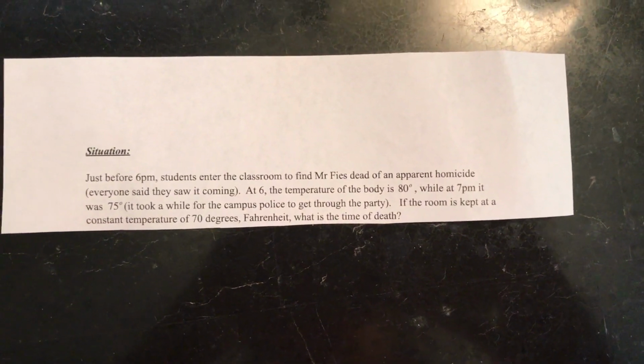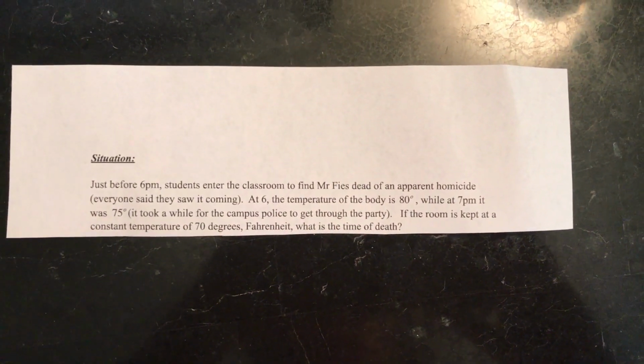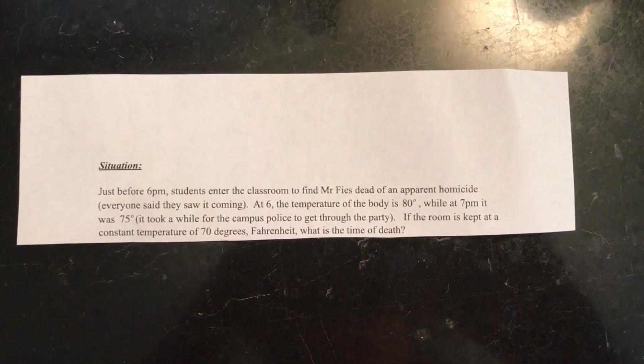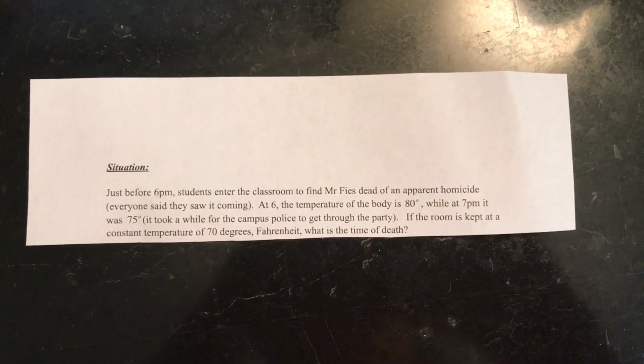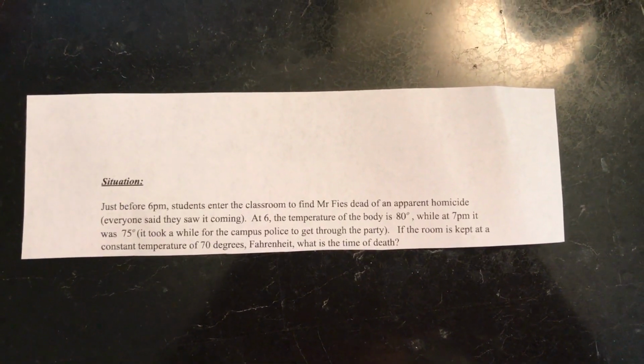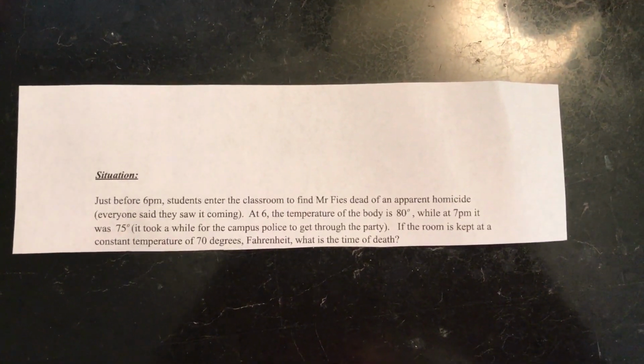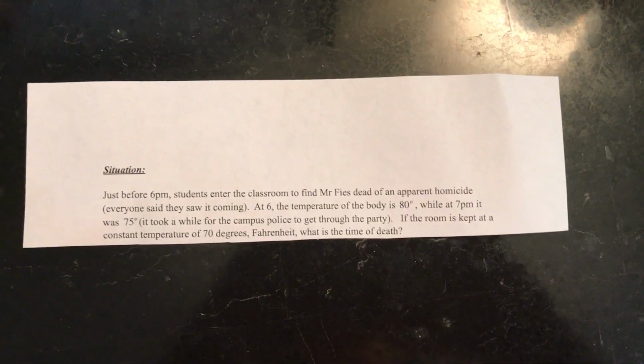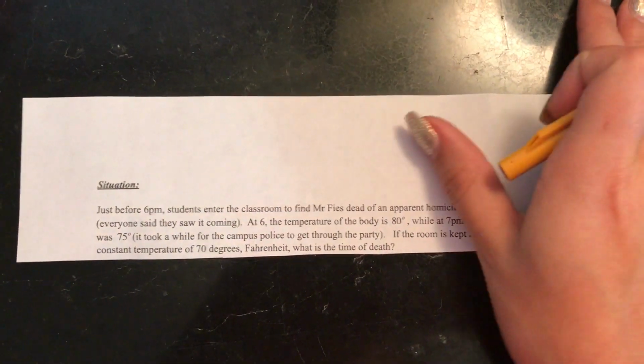The problem states, just before 6 p.m., students enter the classroom to find Mr. Fees dead of an apparent homicide. At 6, the temperature of the body is 80 degrees, while at 7 p.m. it was 75 degrees. If the room is kept at a constant temperature of 70 degrees Fahrenheit, what is the time of death?